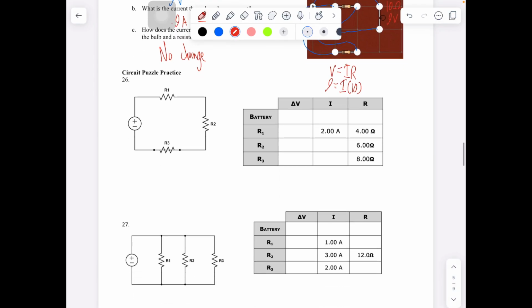Some circuit puzzle practice. For these, I always want to encourage you, the 2 chief rules are loop rule and junction rule. When you do one full loop, you have dropped all your voltage from the battery, and current only ever splits at a junction. Current in equals current out. So with those, let's run through 26. Well, right off the bat, we have V equals IR. 2 times 4 gives us 8 voltage drop at number 1.